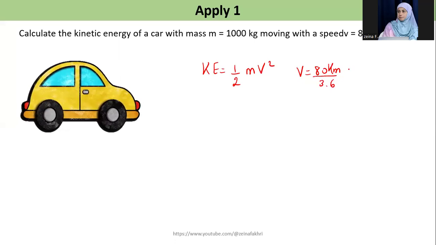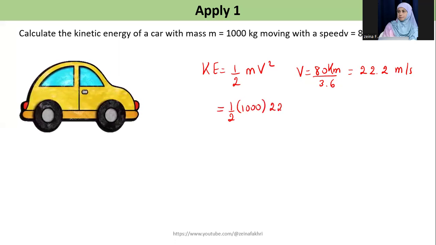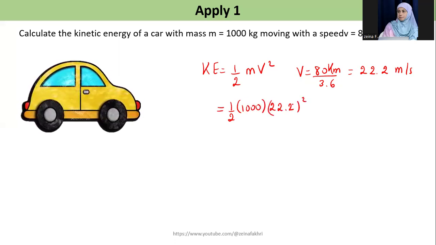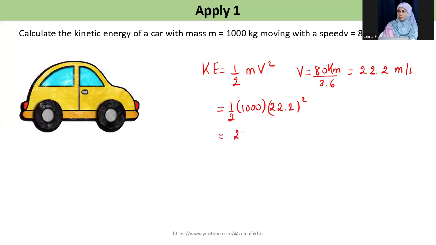So we'll get here as answer 22.2 meter per second. And then we can calculate the value. So it's half multiplied by 1,000 multiplied by 22.2 square, which will give us at the end 246,420 joules. This will be the kinetic energy of the car.